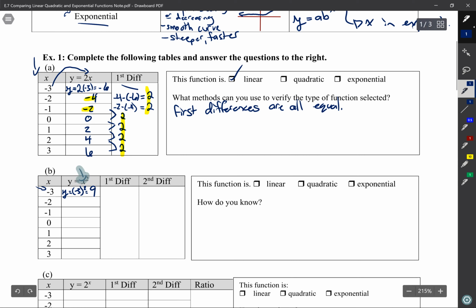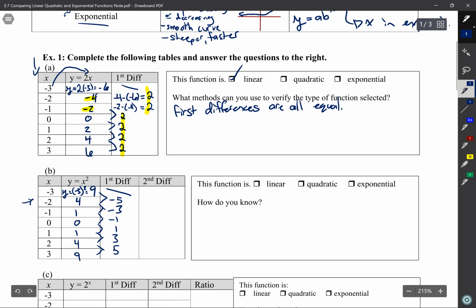And if I substitute in x equals -2, then I'll find y equals +4. And I can keep going like so. Perfect. Now I'll calculate my first differences. Again, when I'm calculating my first differences, I don't calculate the first one. I just work with the next ones here. So 4 minus 9, that's -5. 1 minus 4, -3. 0 minus 1, -1. 1 minus 0, +1. And I just keep going like so.